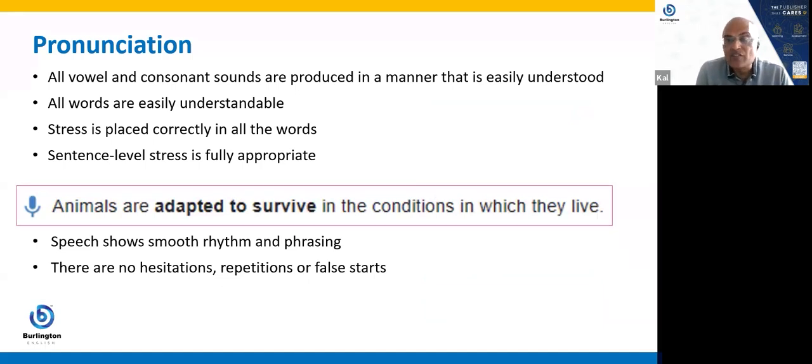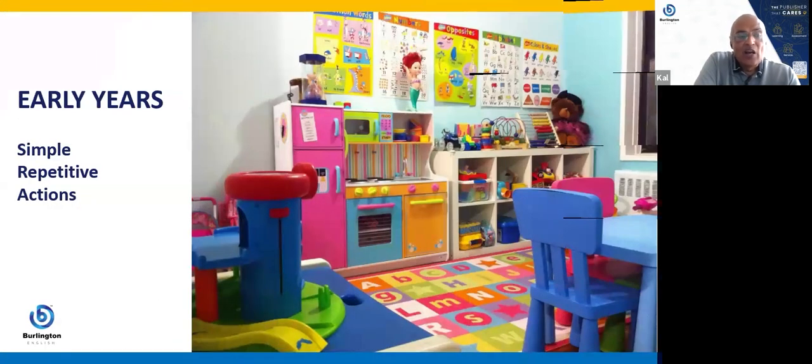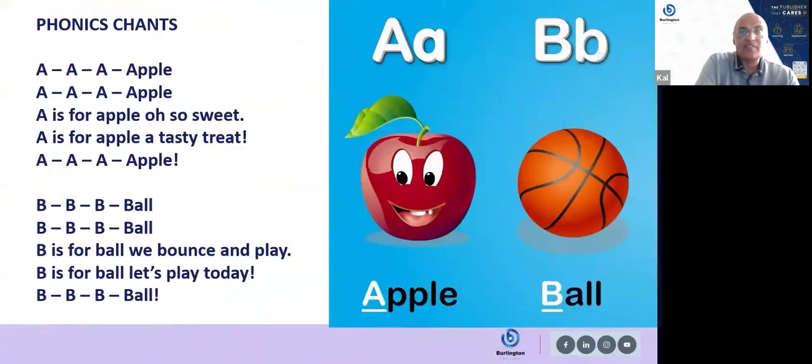Are there any hesitations, repetitions, false starts? Are they linking things together? So there's lots of things that we can do when we're looking at this. So what about some other activities that we can do for different age groups? So just to finish off at the end, you can do lots of things like chants.